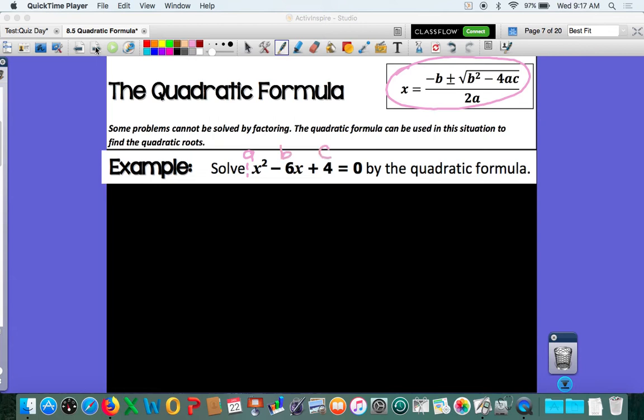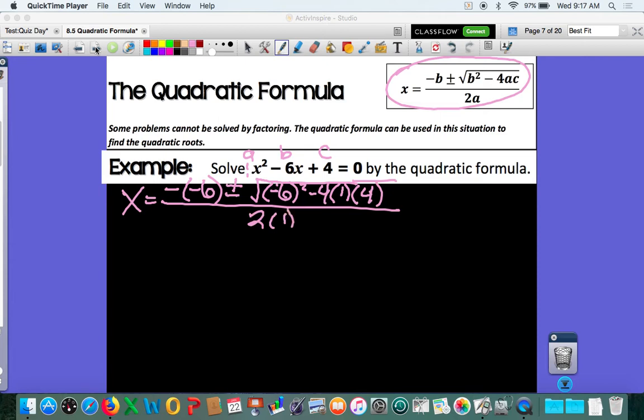And then you need to plug into your equation. So we have x equals negative, your b value is negative 6, so make sure it's in parentheses, plus or minus the square root of your negative 6 squared minus 4 times a, which is 1, and your c, which is 4. All of that is over your 2 times your a, which is 1. Now that you have that plugged in, you can start simplifying.